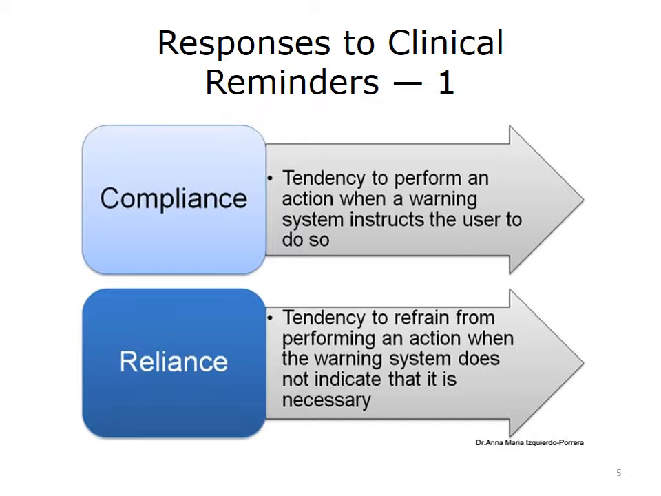There are 4 types of responses identified with respect to clinicians and clinical reminders. Compliance is the tendency to perform an action when a warning system instructs the user to perform a corrective or preventive action, such as checking a hospitalized patient's status when a clinical monitor issues an alert in the EHR. Reliance, on the other hand, is the tendency to refrain from performing an action when the warning system does not indicate that it is necessary. For example, assuming that the patient's status is normal, and thus not checking the patient when the monitor does not generate an alert in the electronic health record.